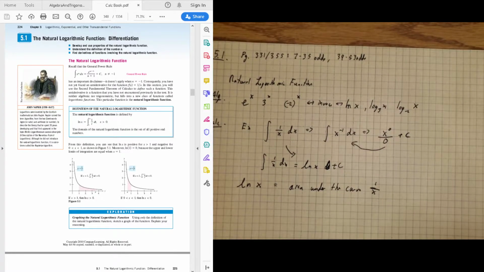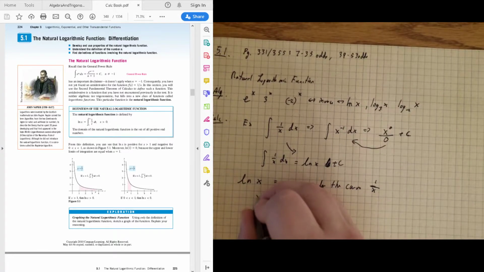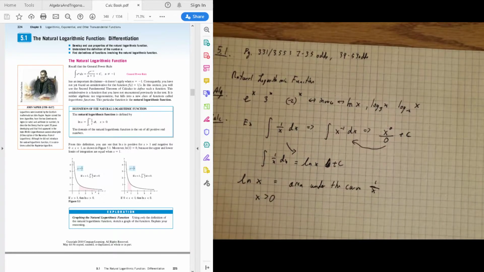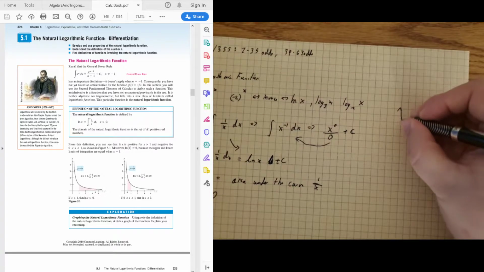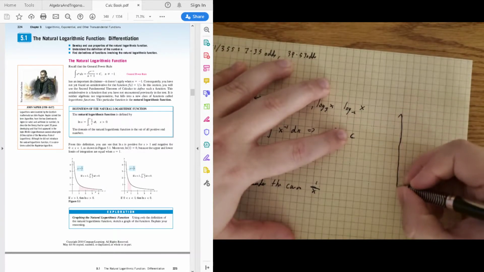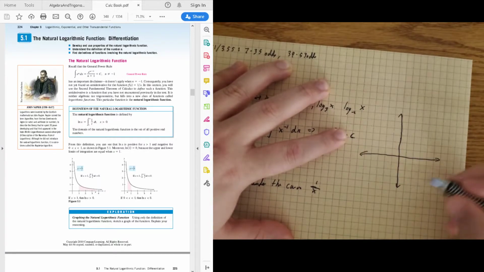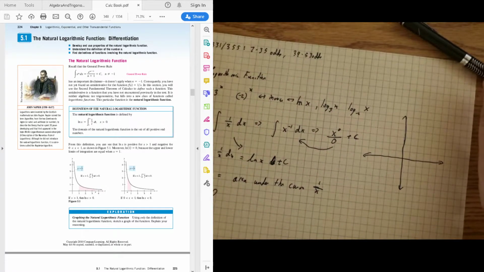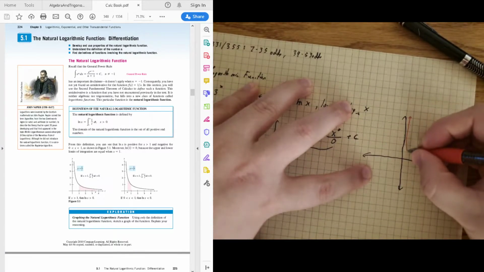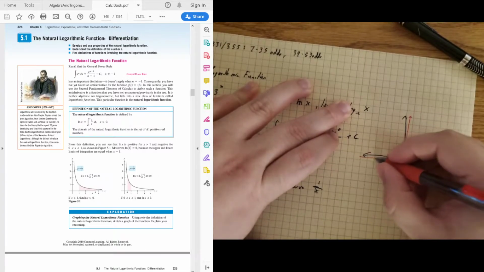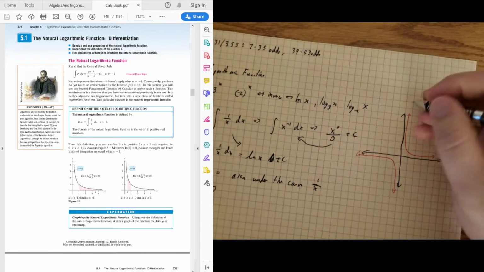Now, a few things to note about the natural logarithmic function if you don't remember. 1, to use a natural logarithmic function, x has to be greater than 0. That is because if you think back to what the graph of a logarithmic function looks like, we have this is our natural logarithmic function. Oh, sorry, this is our exponential function 1 over x.